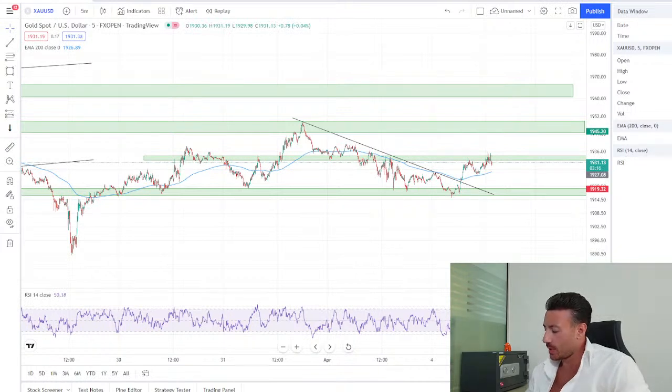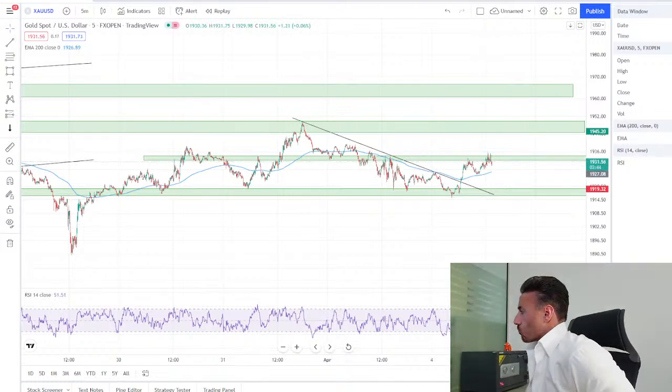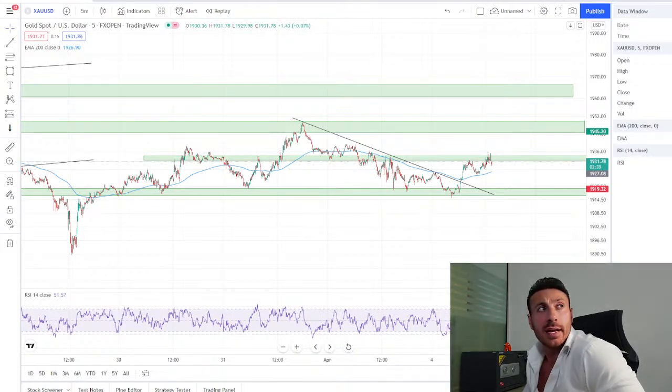So I reduced some of my profits. I still have a third remaining. As we said, we were scalping this. Let's see what will happen in the next 3 minutes.